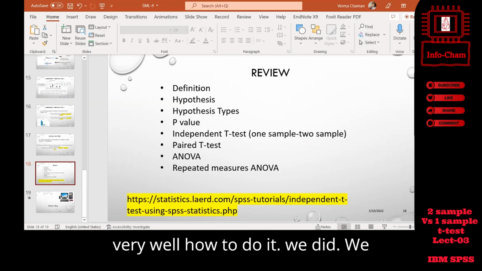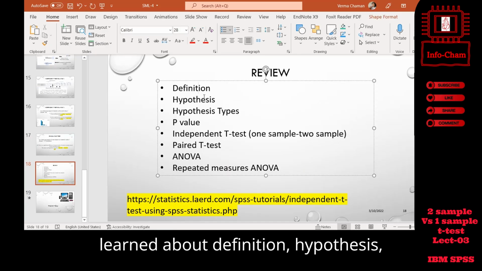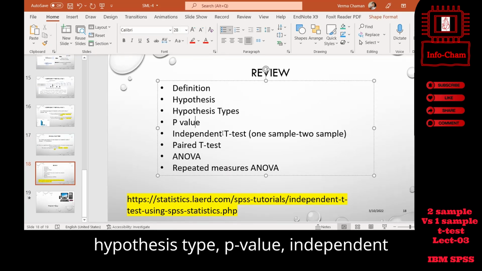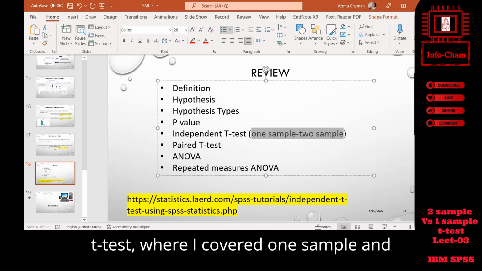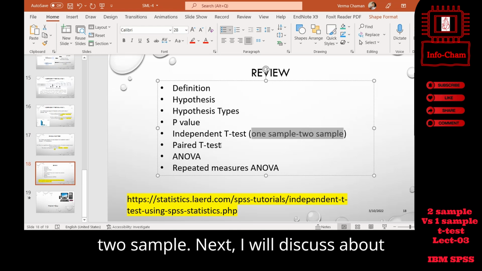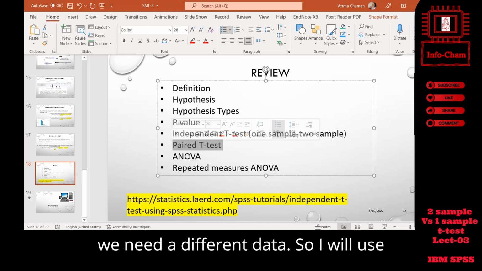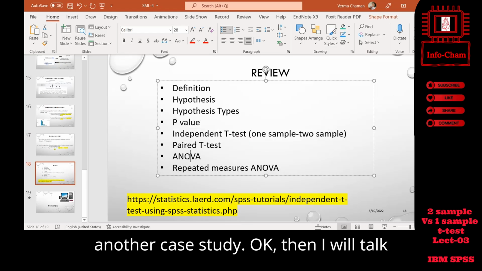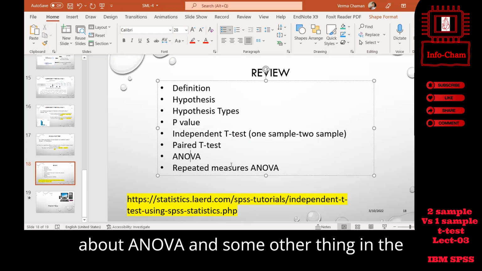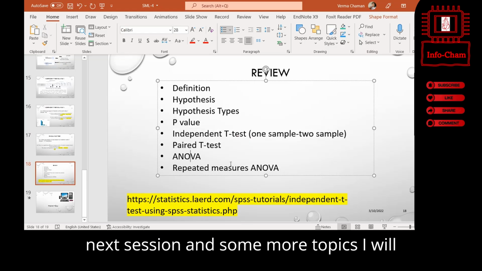That we did. We learned about definition, hypothesis type, p-value, independent t-test, where I covered one sample and two sample. Next I will discuss the paired t-test, but for paired we need different data. So I will use another case study. Then I will talk about ANOVA and some other things in the next session, and some more topics I will try to cover.